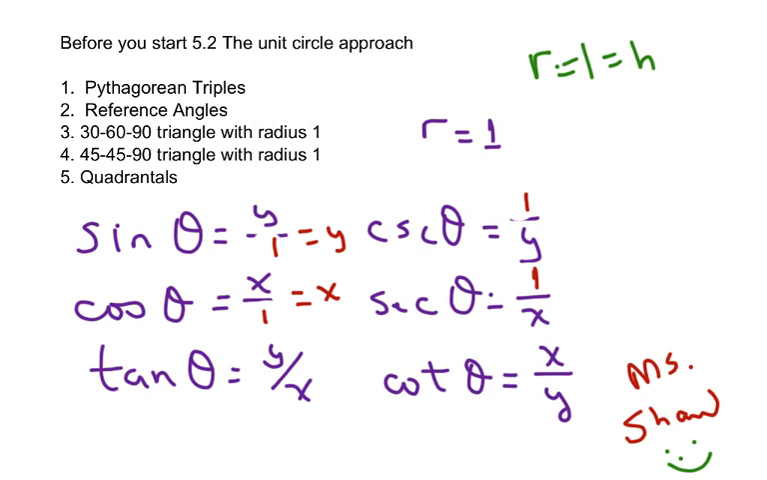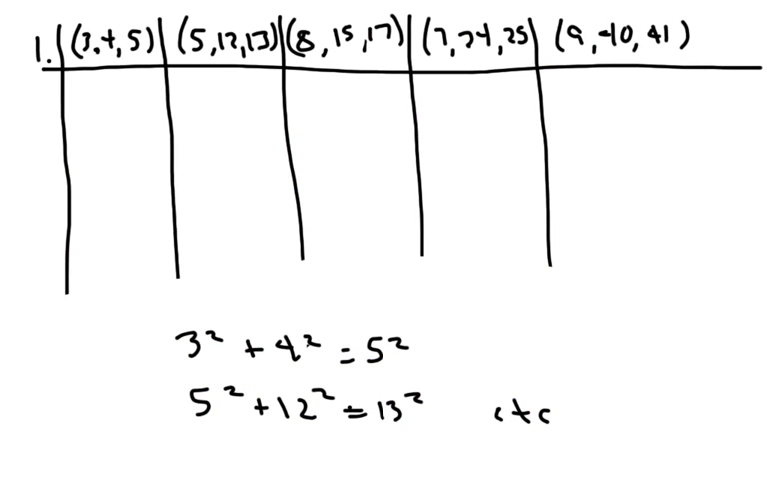Alright. In this case, just remember, sine of theta in the unit circle, unit means 1. Sine of theta equals y. Cosine of theta equals x. That's the main thing. So, first of all, Pythagorean triples.